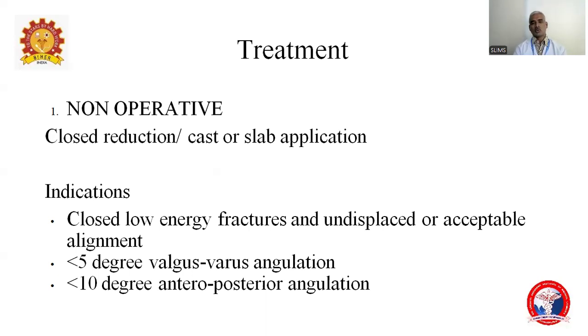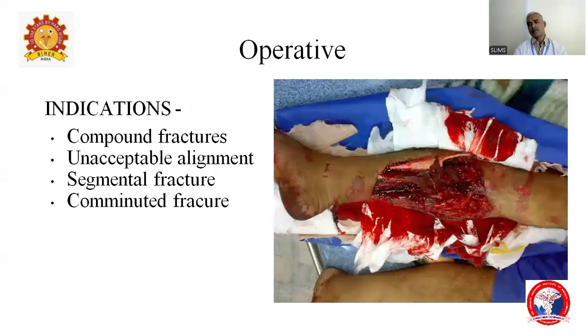What are the indications? It will be a closed, low energy fracture, undisplaced or with acceptable alignment. Okay, it should be less than 5 degrees of varus valgus angulation, less than 10 degrees of anterior posterior angulation. So 5, 10, remember that. Varus valgus less than 5, anterior posterior less than 10. Okay, if it fulfills these criteria, go for a slab. The slab will be an above knee plaster of Paris.